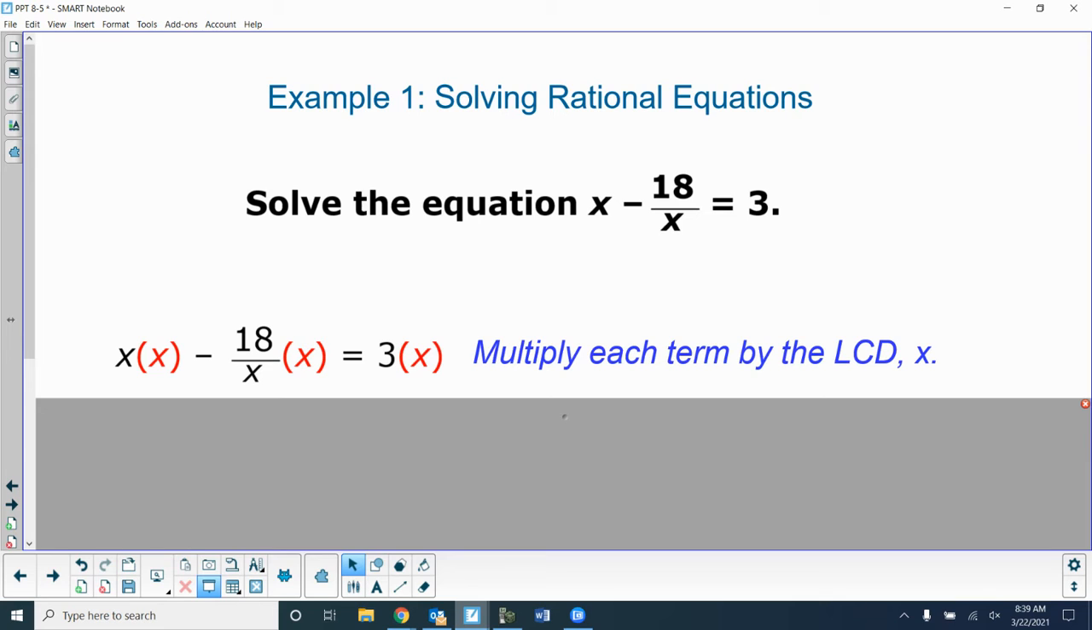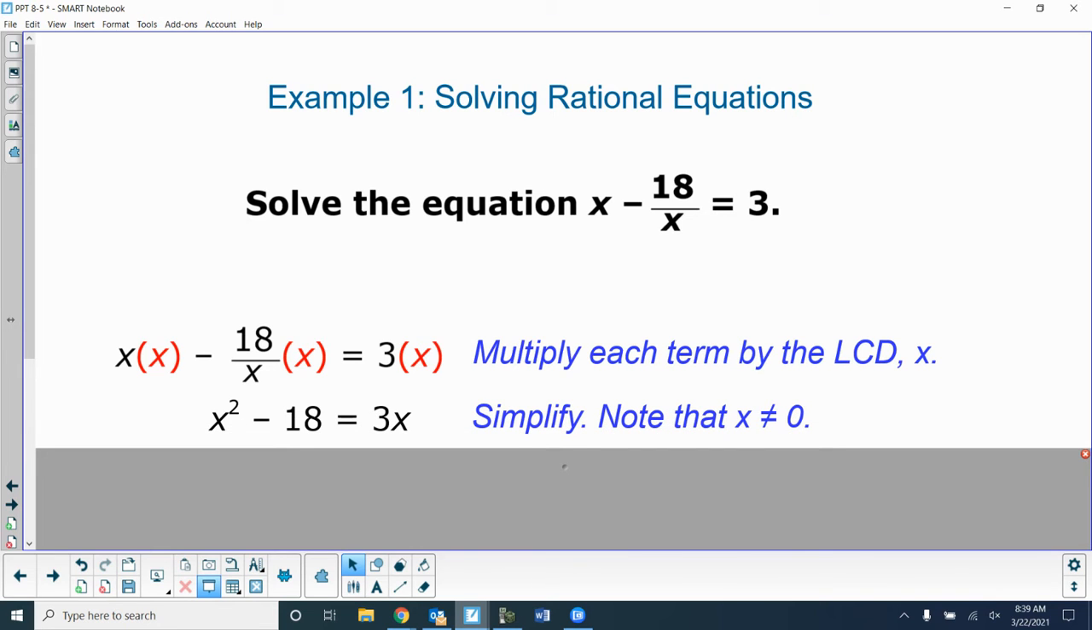What's negative 18 over x times x? Again, this is 18 over x times x over 1. What happens to the two x's? They cancel, so what's the answer? Negative 18, yeah. And then what's 3 times x? 3x. So that's what we get. No more fraction. It's gone. That always happens. Whatever we multiply everything by, the least common denominator, it will eliminate the fraction stuff. It'll get rid of the denominators.